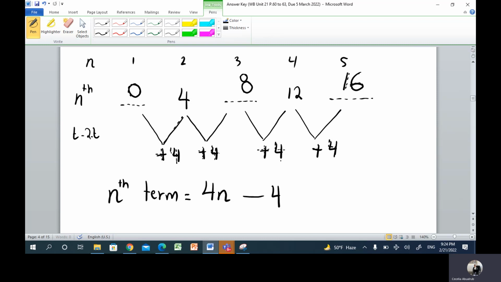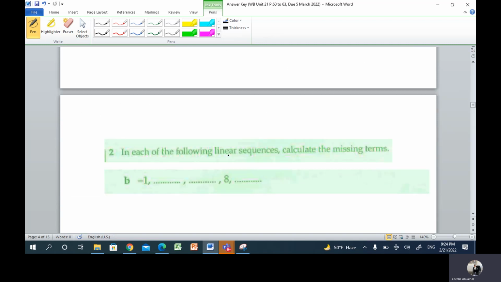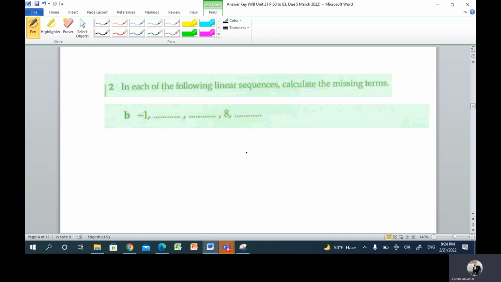Let's try the second n. 4 times 2 is 8. 8 minus 4, the answer is 4. Let's take the n when it is equal to 3. 4 times 3 is 12. 12 minus 4 is 8. Let's take the n when it is equal to 4. 4 times 4 is 16. 16 minus 4 is 12. So the nth term is absolutely correct. Let's go to the second one.